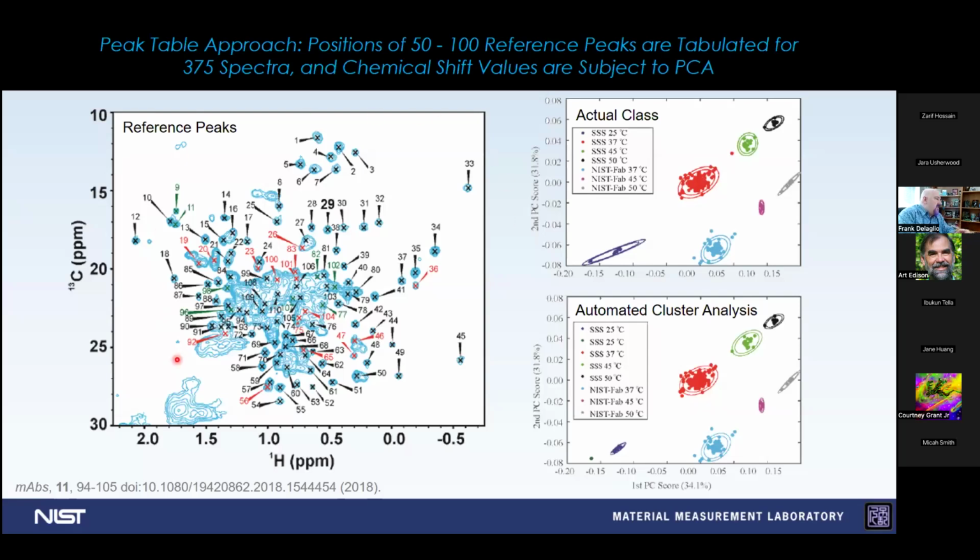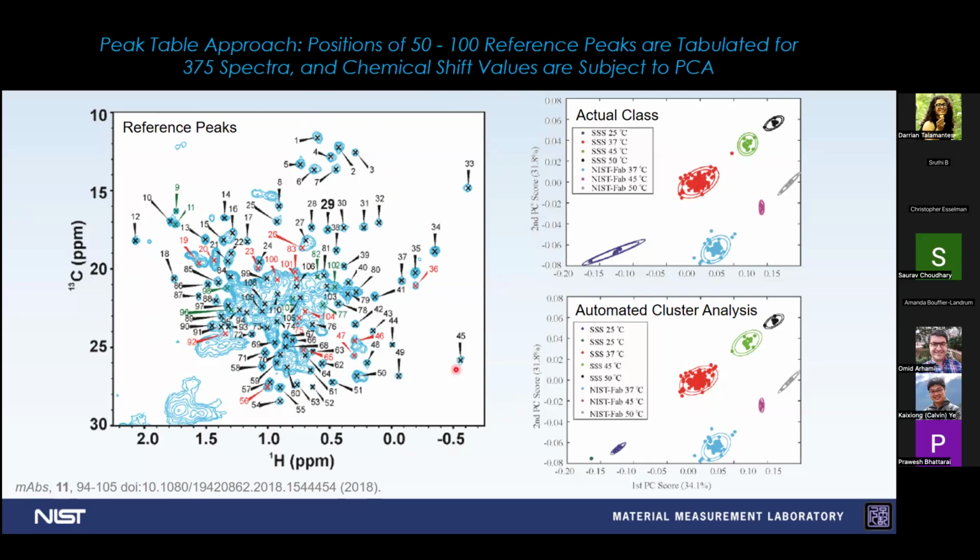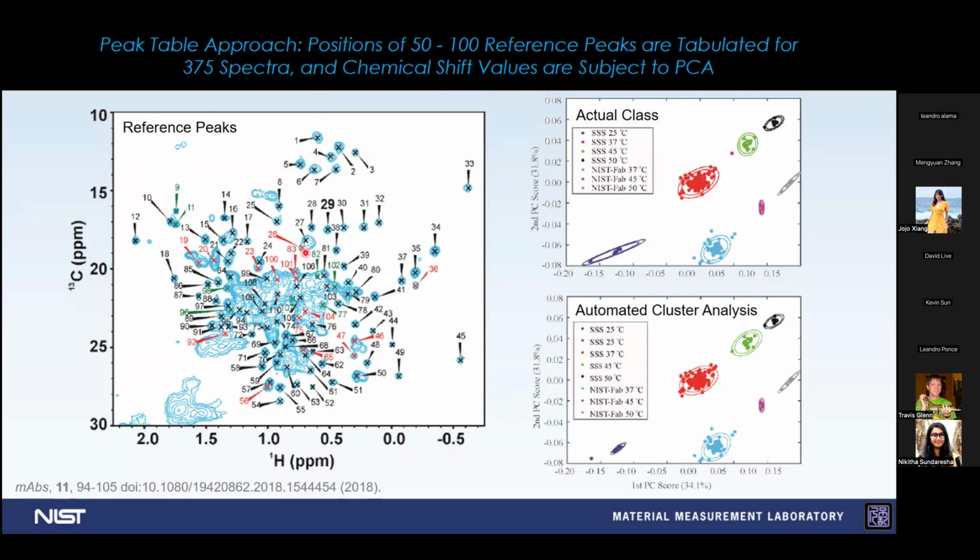The challenge is, in this study, there was a collection of 375 spectra produced, and there are about 100 reference peaks. It takes an expert a very long time to be able to analyze a collection of data like this. And the analysis is somewhat subjective because the analyst has to make decisions about what peaks are what.